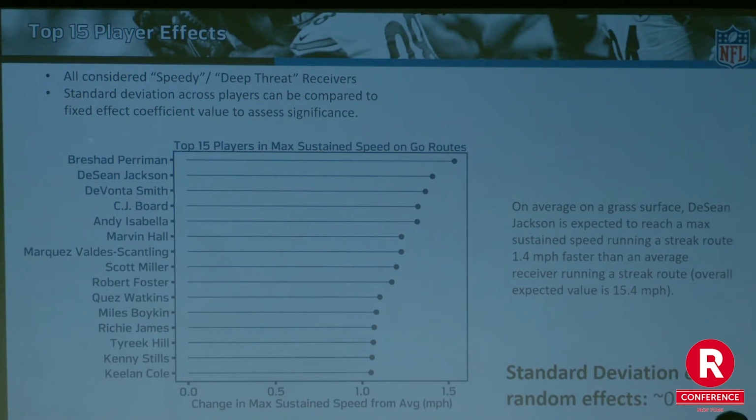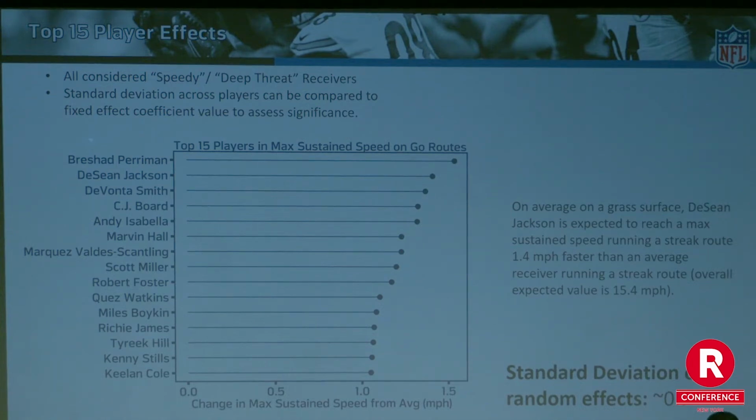So for example, Brashad Perriman is the fastest. Deshaun Jackson is the second fastest. If you take Deshaun Jackson and compare him to an average receiver doing the exact same thing in the same situation on the same field, he's going to be about 1.4 miles per hour faster. So this is what the output looks like. And again, the advantage is we can have these differences, but we're not overfitting the model.